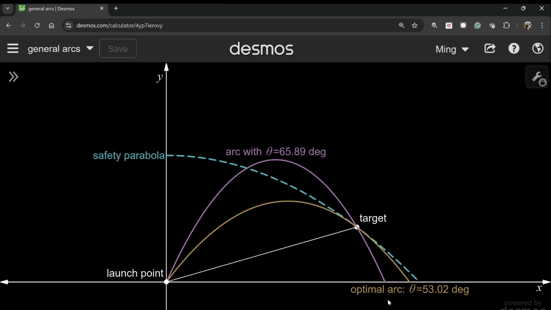The derivation of the optimal arc as well as the safety parabola were presented in a previous video. Link in the video description. The purple curve depicts a general arc. In this picture, this is the arc with a launch angle of 65.89 degrees. In comparison, the optimal arc has a launch angle of 53.02 degrees. And we can see that upon hitting the target, the purple arc comes down at a steeper angle compared to the optimal arc. Now I'm going to let theta, the launch angle, vary and see what happens to the general arc.